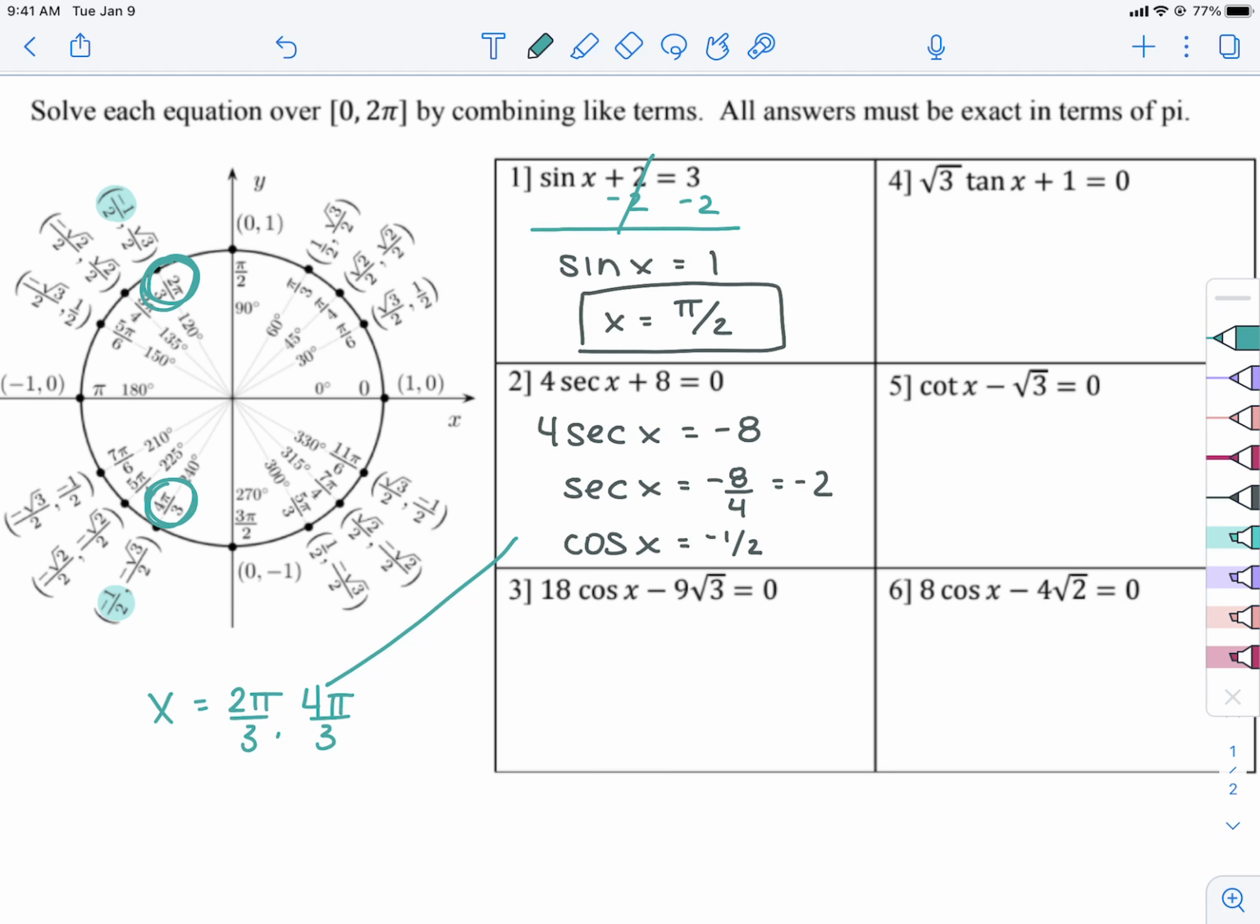Anytime you're solving one of these, if it's just one trig function that you're evaluating, like we just were evaluating cosine, we may have up to 4 answers because those coordinates appear 4 times. Any answer that you get for x, though, should have the same denominator. So you should never have a situation where you evaluated cosine and told me it was 2 pi over 3 and 5 pi over 6. Your denominator should always match when you're evaluating one specific trig function.